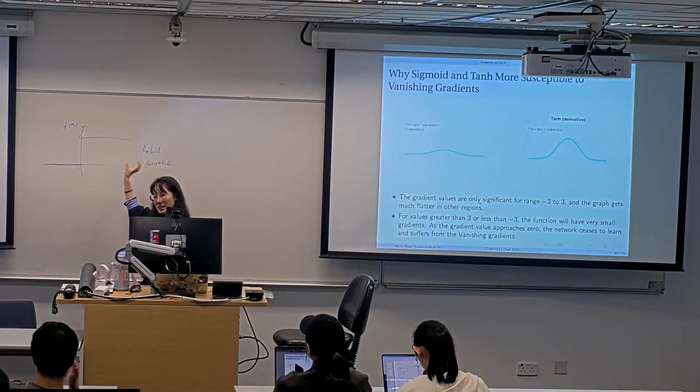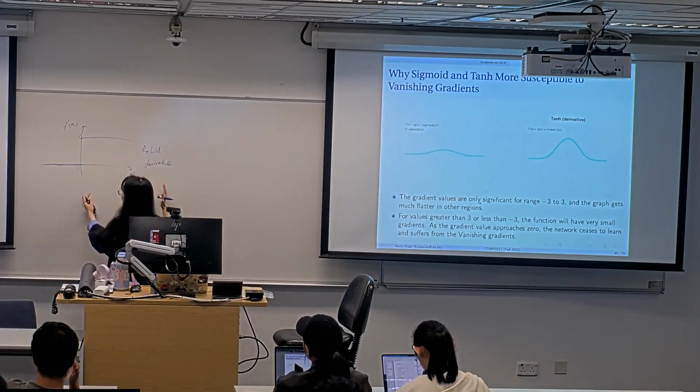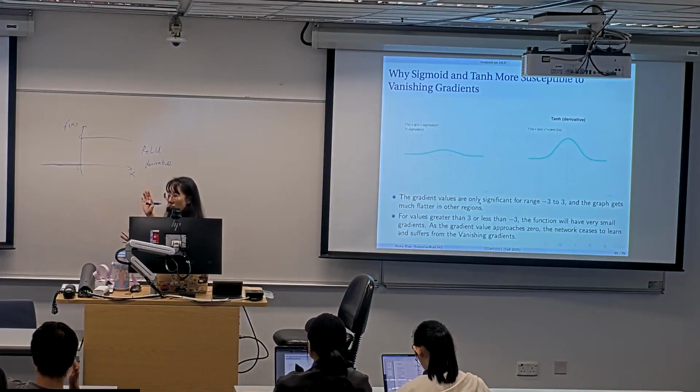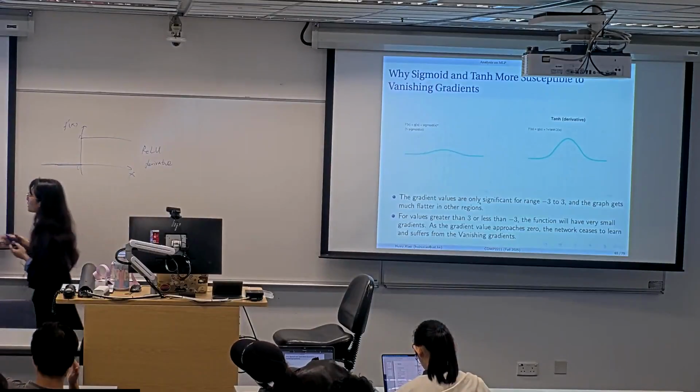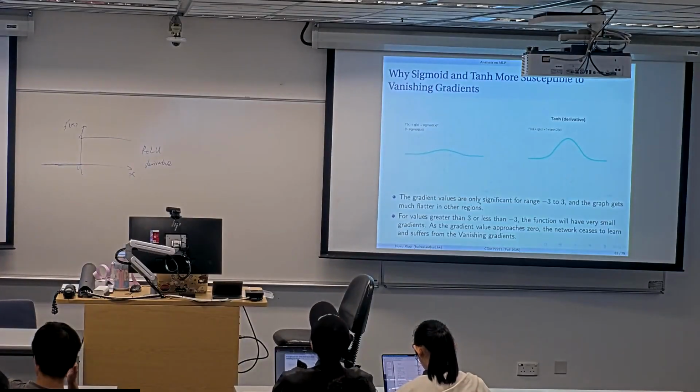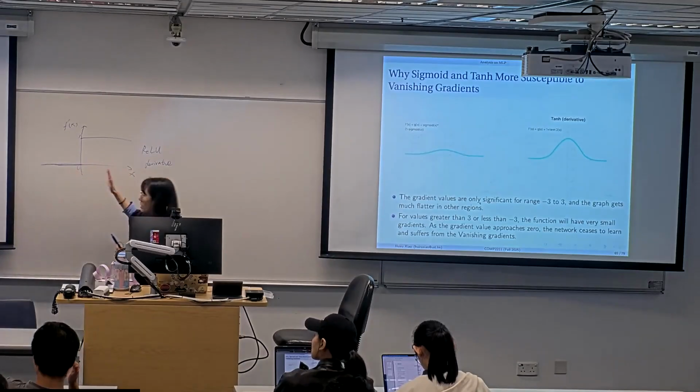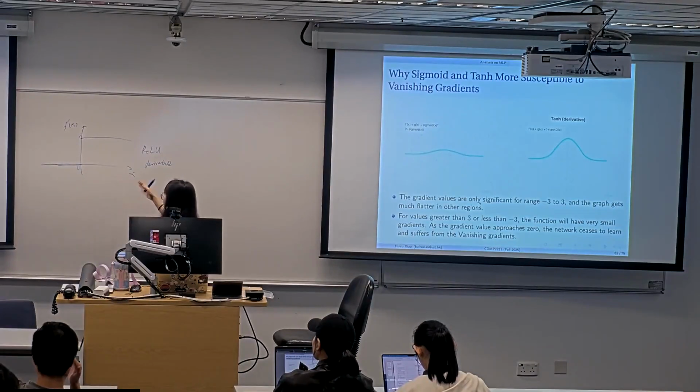That means it has a much wider range than sigmoid and tanh, because sigmoid and tanh only have a significant value in such a narrow range, -3 to 3. But for ReLU, the range is quite wide. As long as x is positive, it has a significant derivative value. This is why ReLU is better than sigmoid and tanh if we consider the vanishing gradient problem.